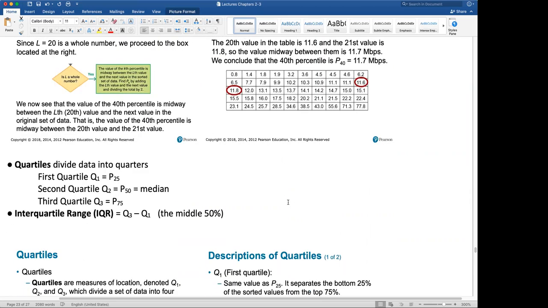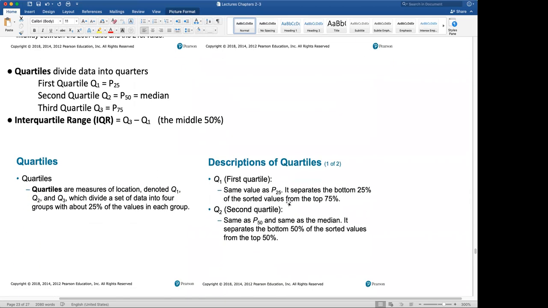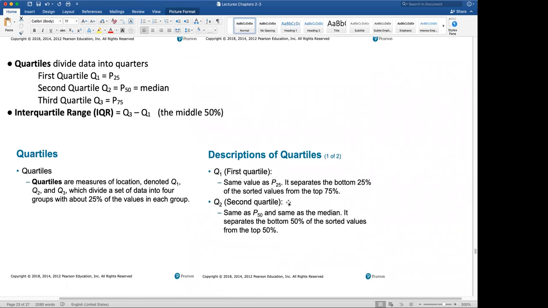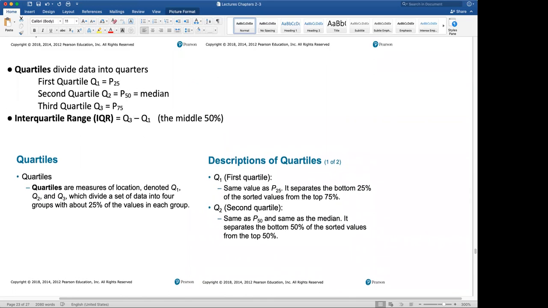Now the next one, quartile. This is one of the main topics in section 3.3. Quartile divides data into quarters. In a year, how many quarters are there? First, second, third, fourth quarter, right? Likewise, we divide data into four groups: first, second, third, fourth. First we sort the data set, and then we chop the data set into four groups.